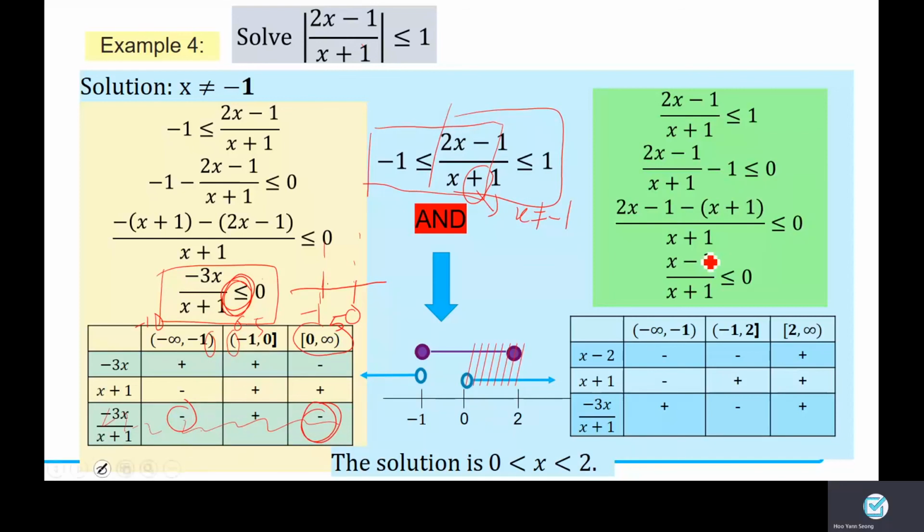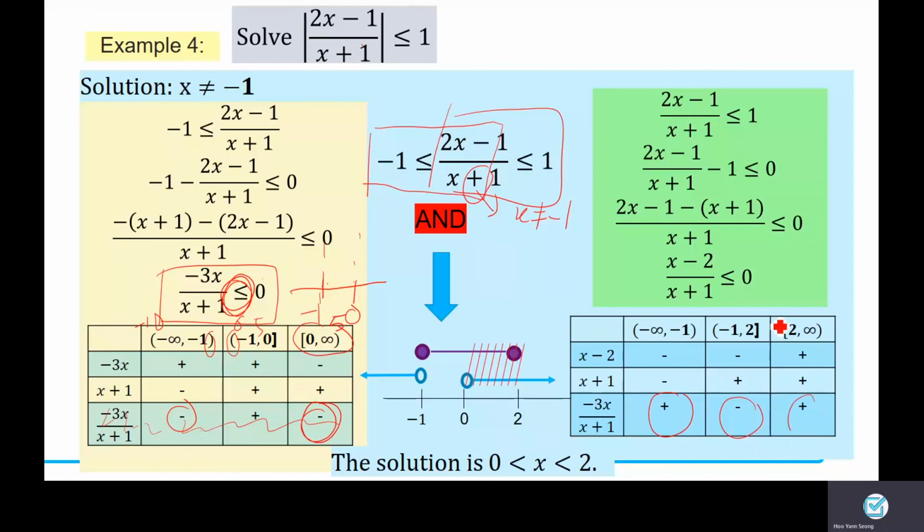Then we look at our second part of the solution. It's less than 1, same thing. When you see a rational inequality with something on the other side, you need to move it to one side. I just move my 1 to the left hand side, find the common denominator, and then this is my inequality. I still use the table of signs, same as the left hand side, and this is my conclusion.